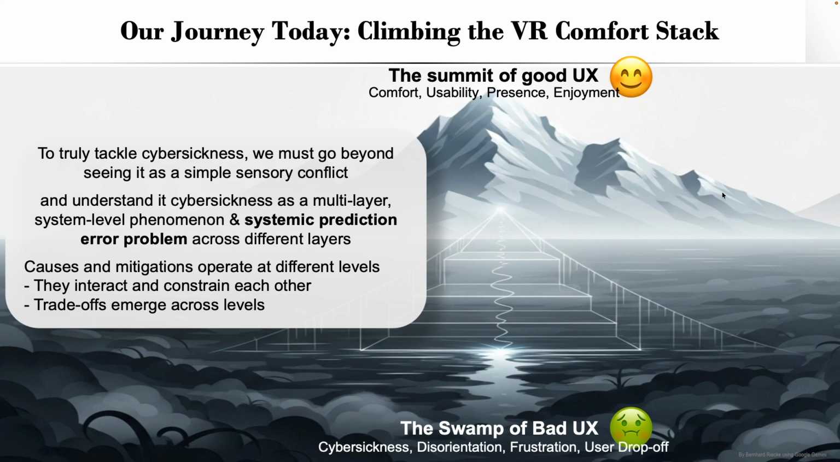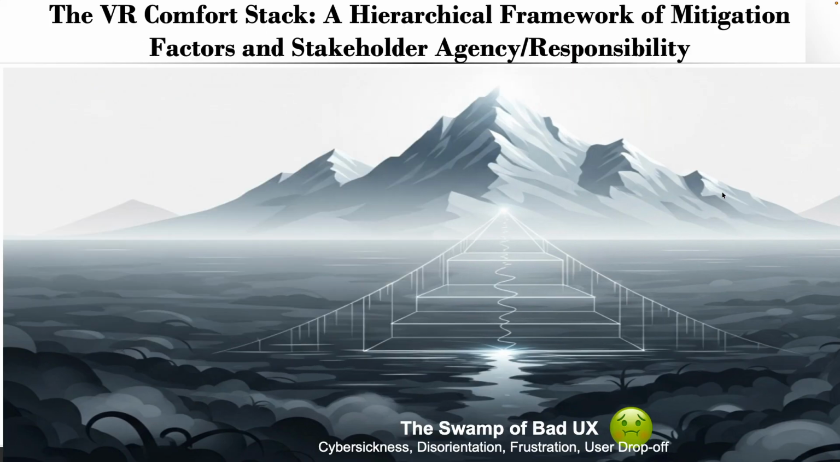And the main idea is that really to truly tackle cybersickness, we must really go beyond seeing it as a simple sensory conflict. I think you're all on board of this, of course. And really understand it more as a multi-layer system-level phenomenon and a really systemic prediction error problem across the different layers that I'll present in a moment. And I hope to convince you, if you're not already, that the causes and mitigations really operate at different levels. So they interact and constrain each other. There's a lot of trade-offs that emerge across these different layers. So let's get started.